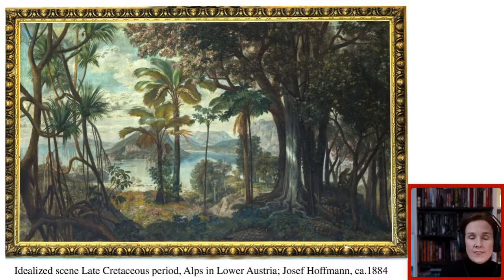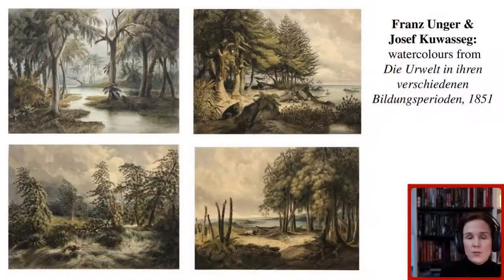When we look for stylistic predecessors, we see that these paintings stand in the tradition of Franz Unger and Josef Kuwasek, also two Austrians who had created the first realistic geological landscapes in 1851. I will not go into the depths of this, but I think the pictures speak for themselves.